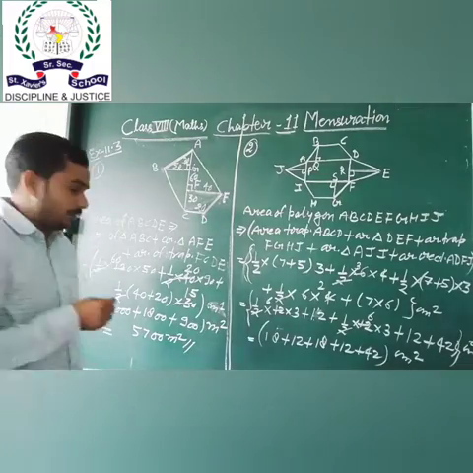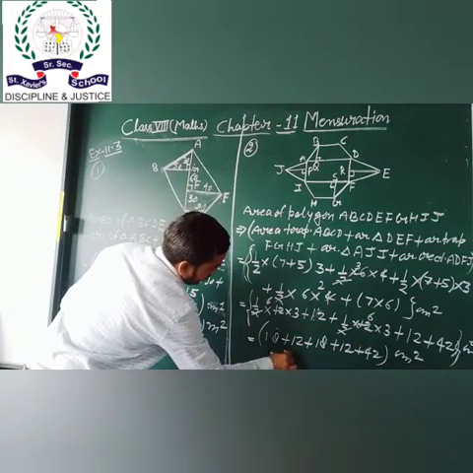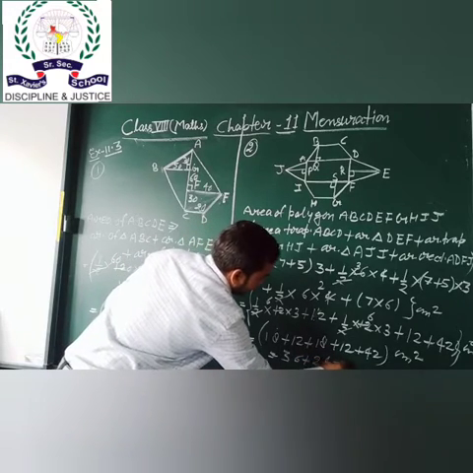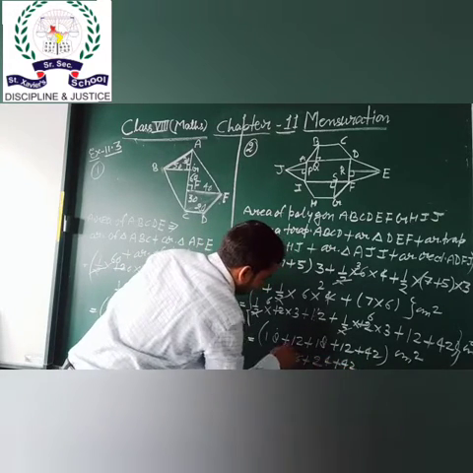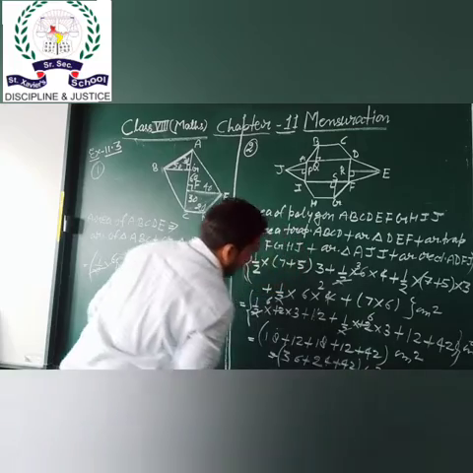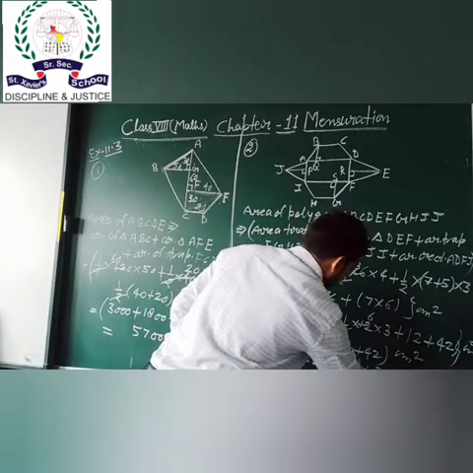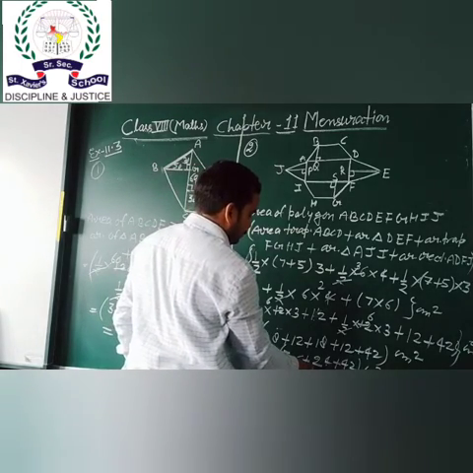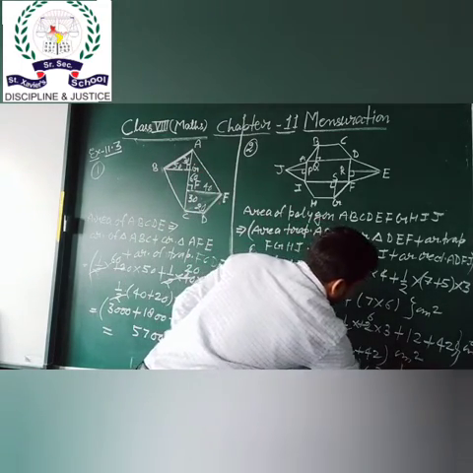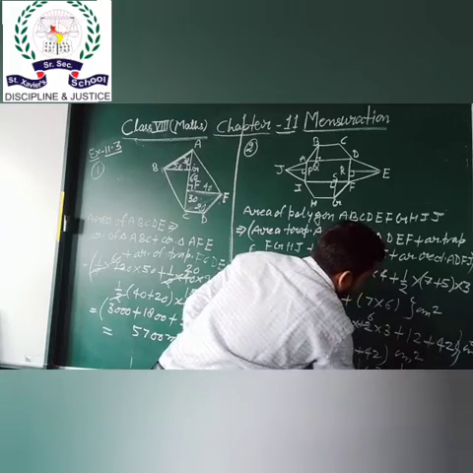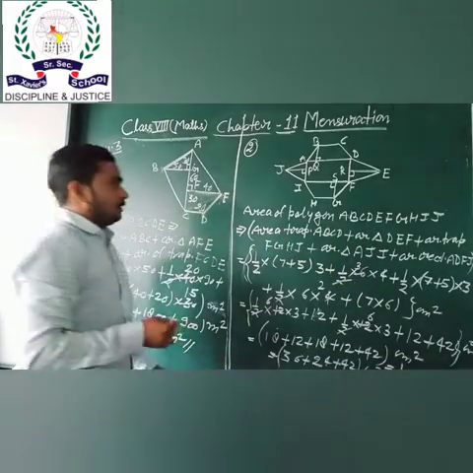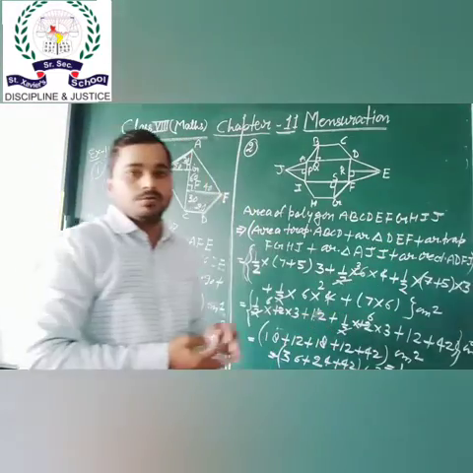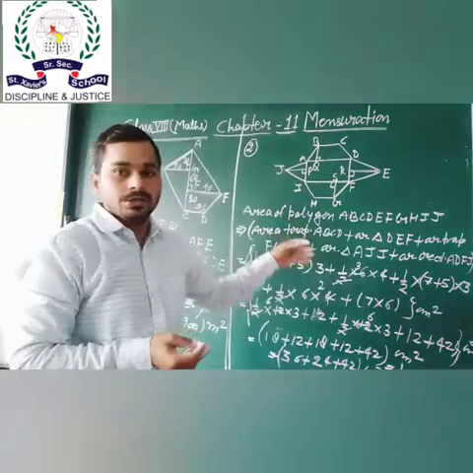So 18 plus 18 is 36. 36 plus 12 is 48... then 12 is 24 and plus 42. Add 6 and 4 is 10, carry 1... so we get 102 centimeter square. So the area of polygon ABCDEFGHIJ equals 102 centimeter square.